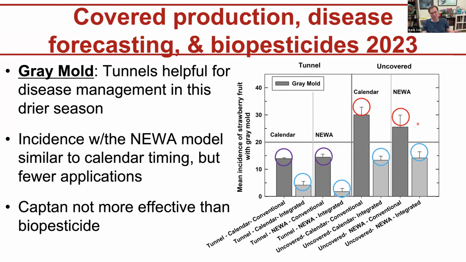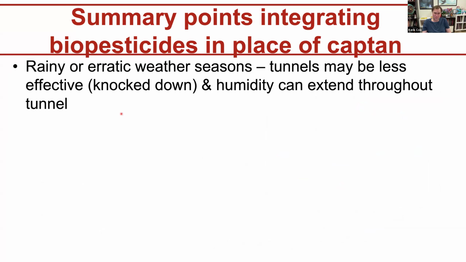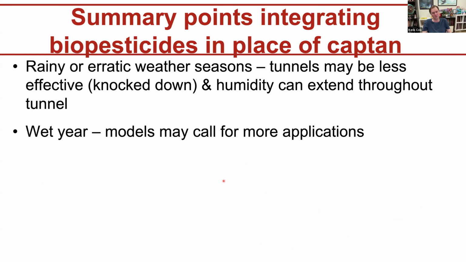Being out in the open is terrible for gray mold, but being covered is great. And you just get almost identical results whether you did forecasting or sprayed every week. And in many instances, not having Captan was better. And it's kind of interesting why that might be. We have a lot of tunnels, and with rainy and erratic weather, tunnels can be less effective, like in that 2022, and you can get a lot of humidity locked in there. It'd be kind of trouble.